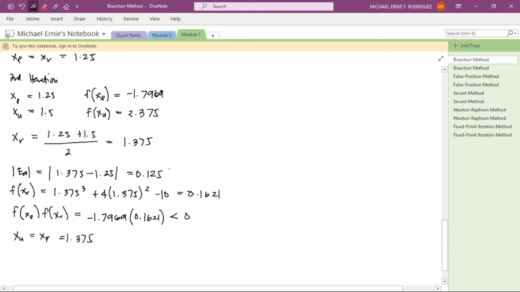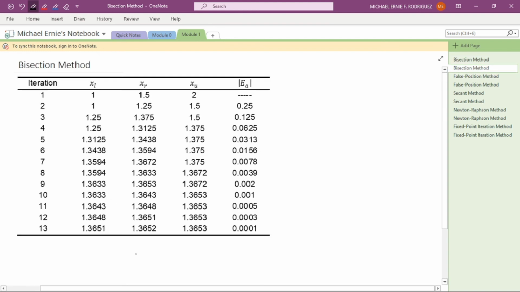1.375. Since the absolute approximate error for the third iteration is 0.125, and we need to terminate the iteration process at an absolute approximate error of less than or equal to 0.0001, we still continue with the iterations. After 13 iterations, we can see that the root is 1.3652 and we have obtained the absolute approximate error of 0.0001. That ends our discussion on bisection method.